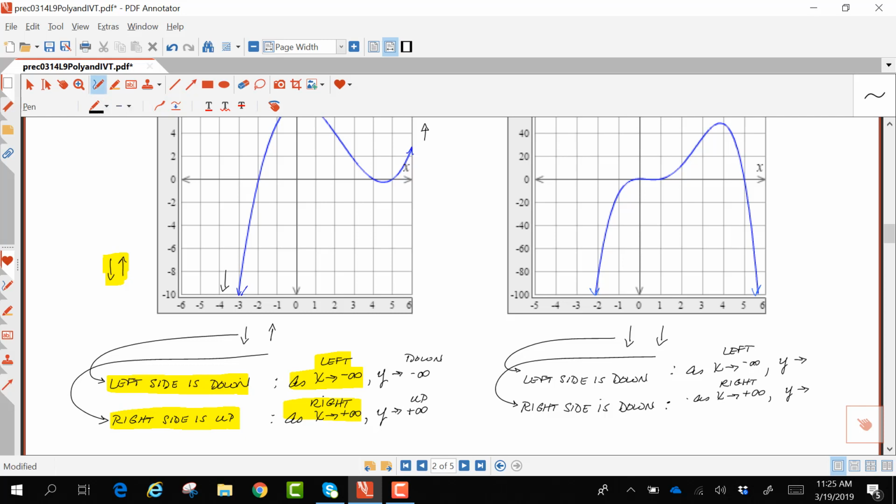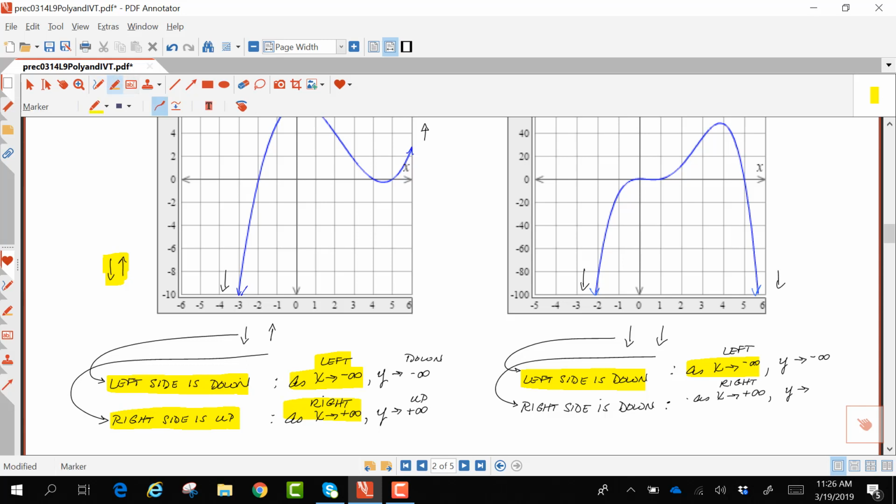Our second example, looking at the graph, you will see the left side is down and the right side is down, or down, down in behavior. More formally, this would be written as left side is down, meaning as x approaches negative infinity, y is going down, or y would approach negative infinity.